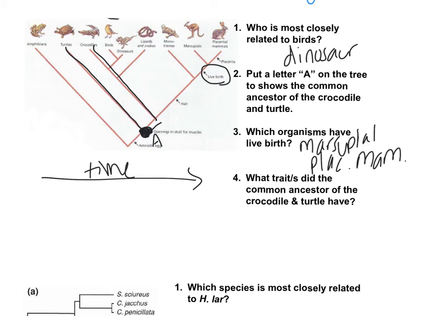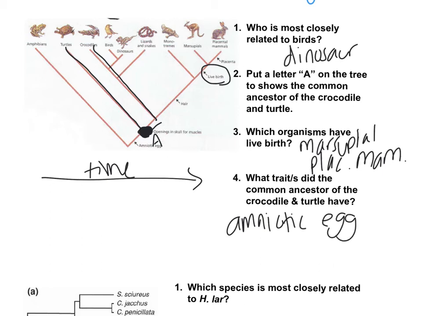Question number 4, which traits did the ancestor of the crocodile and turtle have? Crocodile and turtle, follow it down. That ancestor is here. The organism has all of the traits that came before it. Only one, which is the amniotic egg.